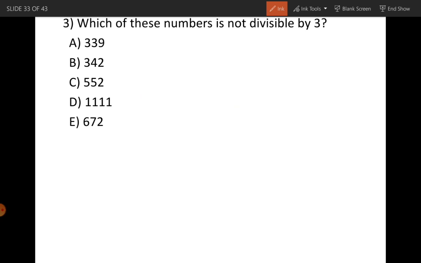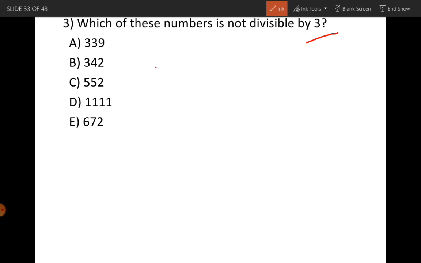Which of these numbers is not divisible by 3? Okay, what's the rule for divisibility by 3? The sum of all the digits must be divisible by 3.